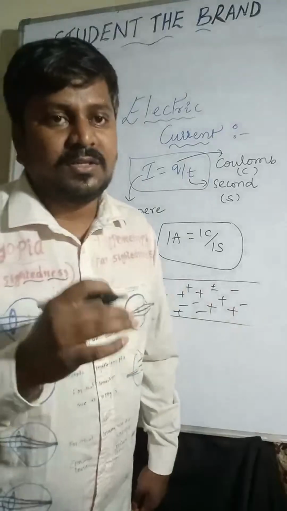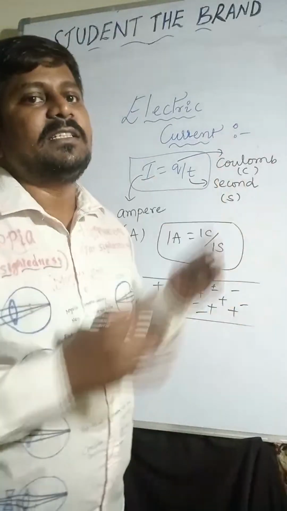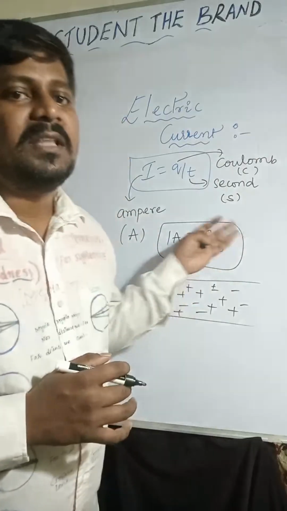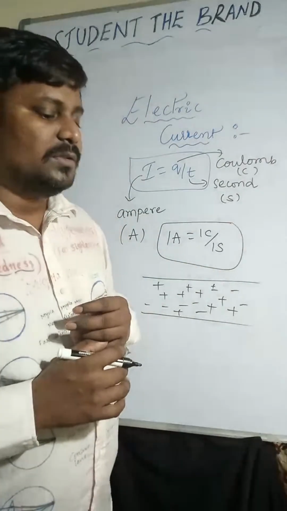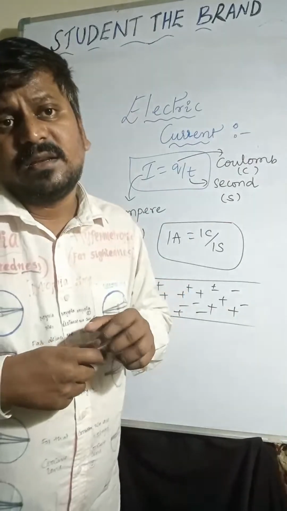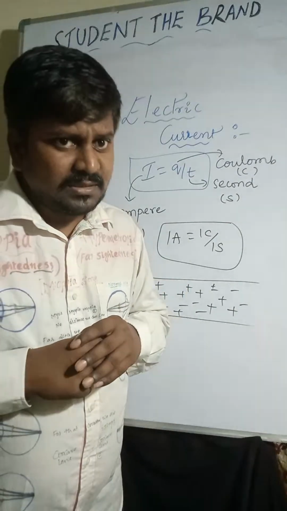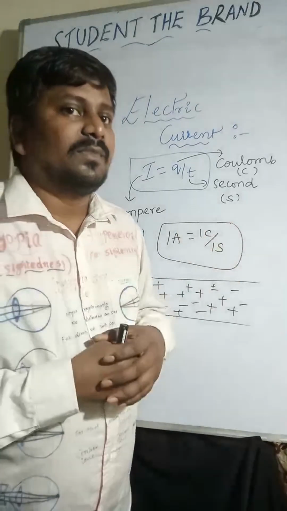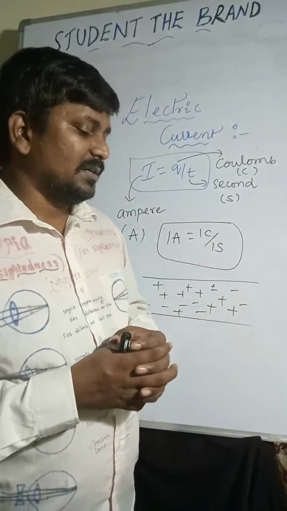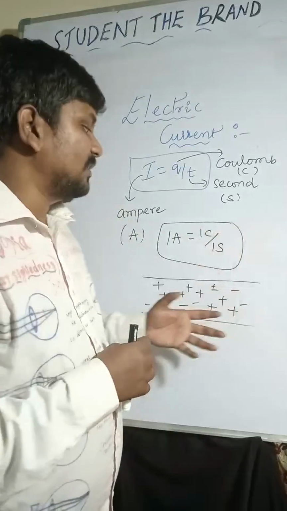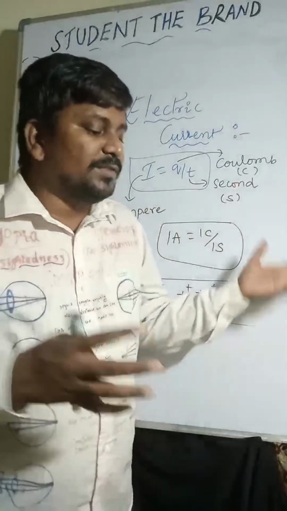Only one electron is flowing, only positive charge is flowing, only negative charge is moving in the conductor. Will you say current is flowing in the conductor? Yes or no? We can't say like that. Only one or two charges flowing, we can't say.